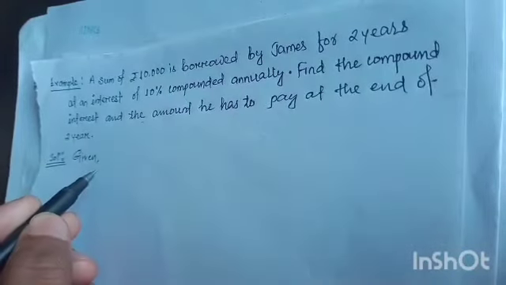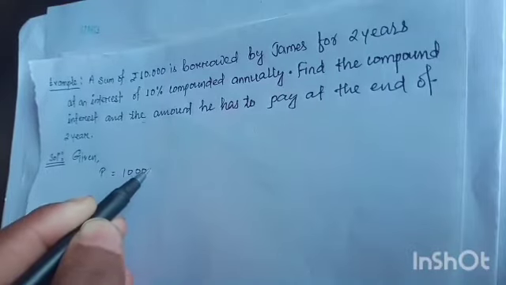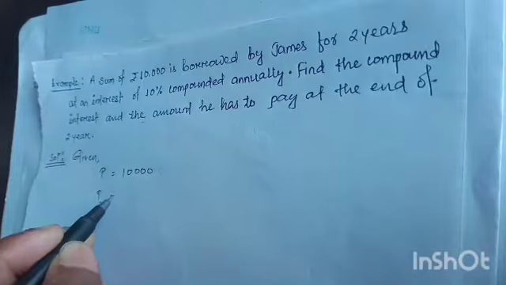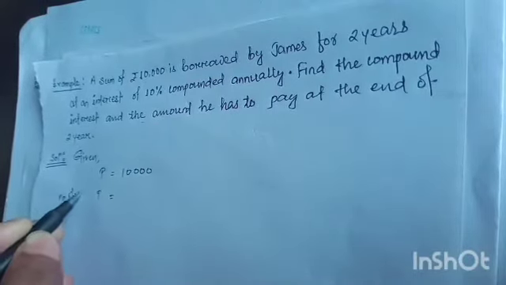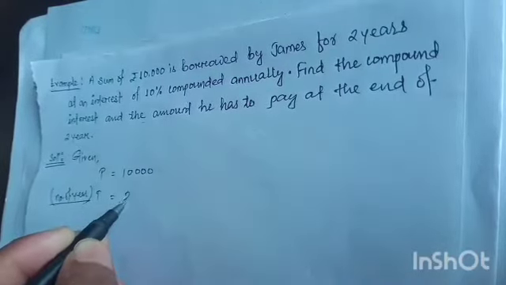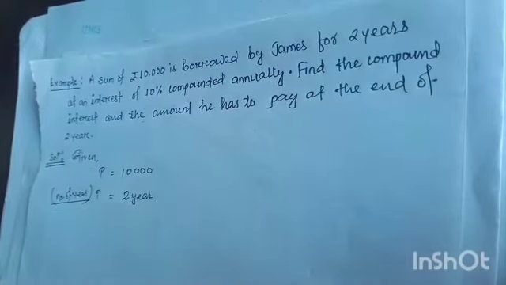So given principal means how much? 10,000, right? So time given means number of years, okay? Number of years. This one we can call time, okay? What is given? 2 years, okay? So then what is given to us? The rate of interest is equal to how much? 10%, okay? So what do we have to find?